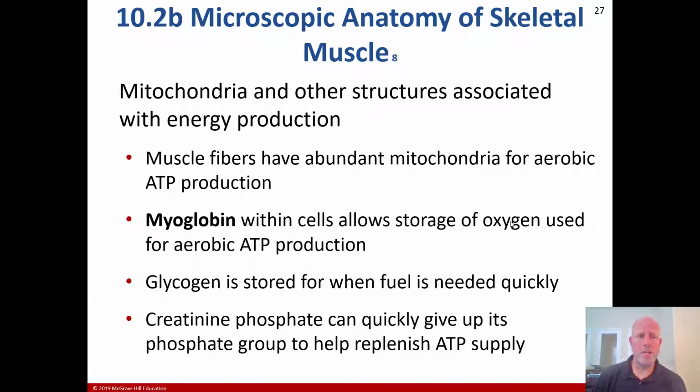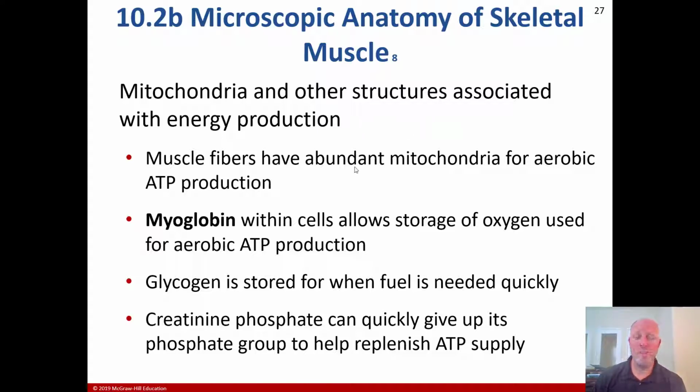All right, we're now talking about section 2, finishing up microscopic anatomy of skeletal muscle on muscle tissue for chapter 10 for anatomy and physiology. This is actually one of the final slides, and I don't want this video to last any longer. So now we're talking about how the mitochondria and other structures are associated with energy production.